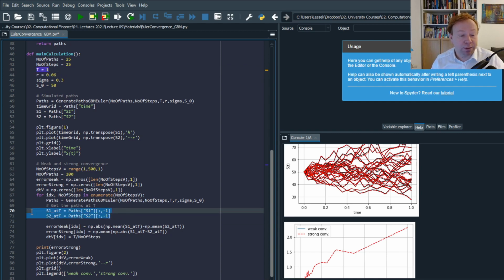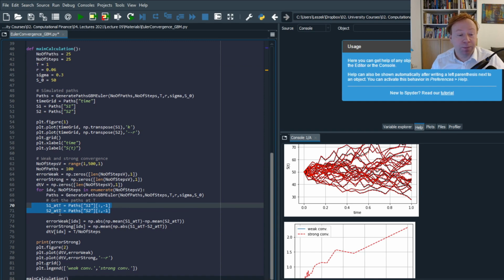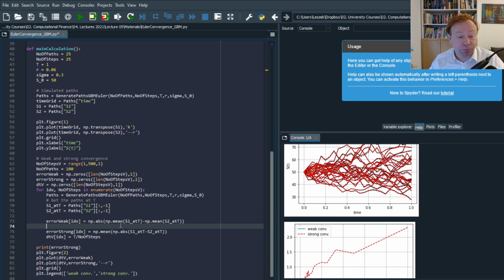So once we have S1 and S2 at time t, we can define 2 errors. Actually, sorry, the first one is the weak error, because we take the absolute value of the mean of the first stock at the end minus the mean of the second stock at the end. And for the strong error, we take the mean of the absolute value, and inside the absolute value we subtract these two vectors.